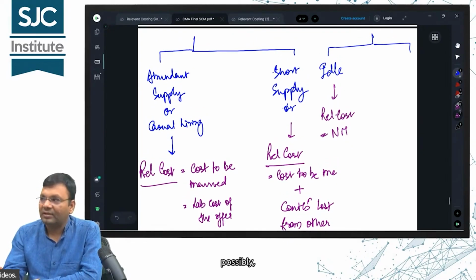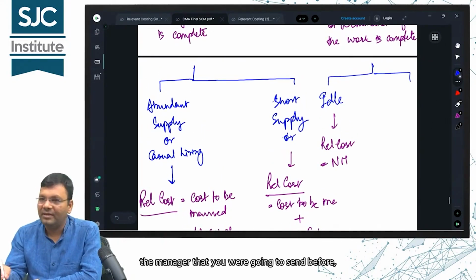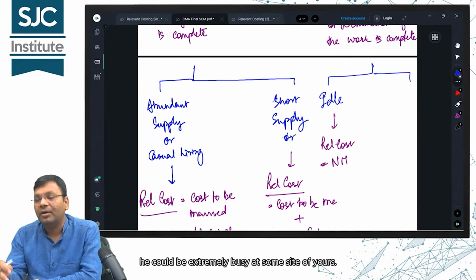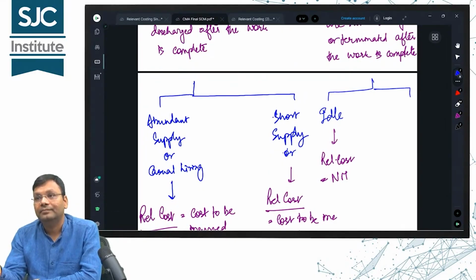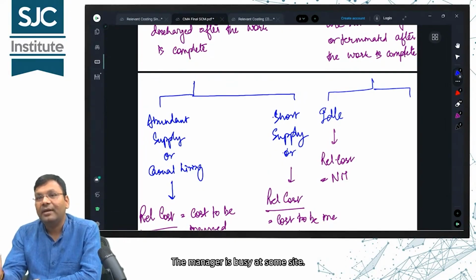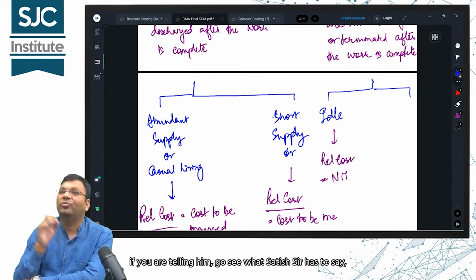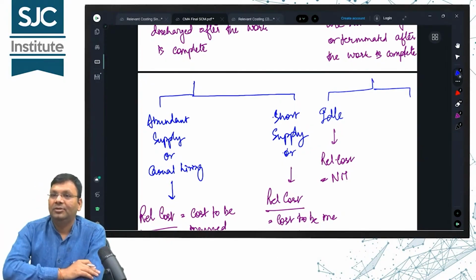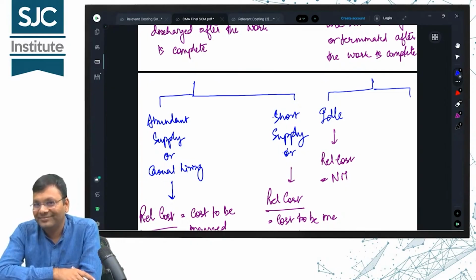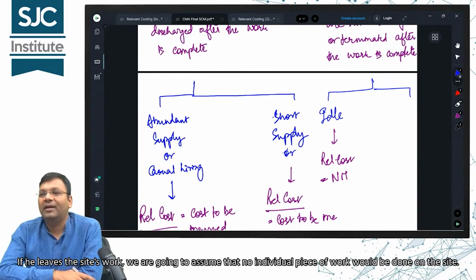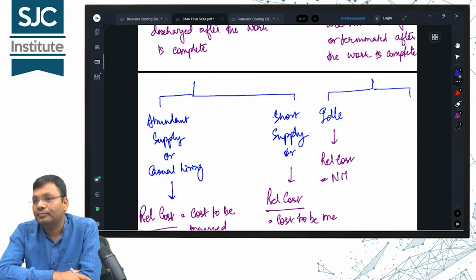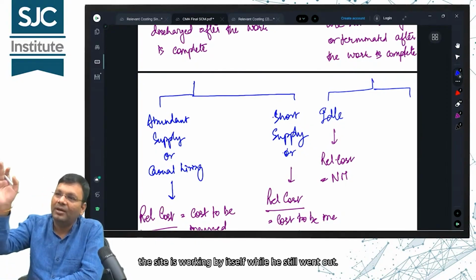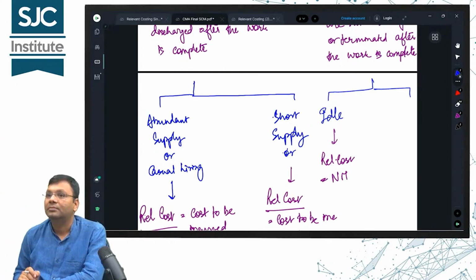And possibly the manager that you were going to send before could be extremely busy at some site of yours. The manager is busy at some site. Now, if you tell him to go see what Satish Sir has to say about something, he will leave the site's work. If he leaves the site's work, we are going to assume that no individual piece of work would be done on the site. Don't think that the site is working by itself while he went out.